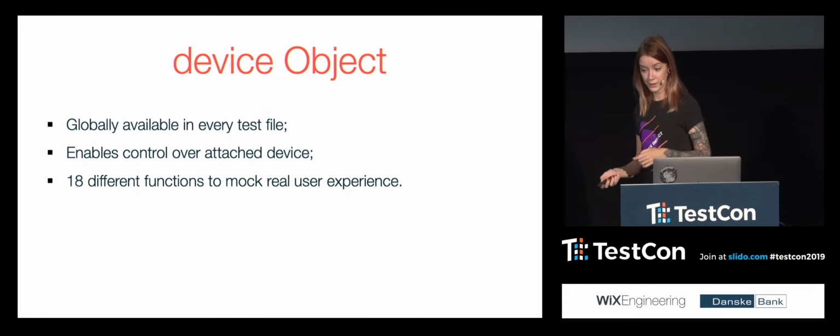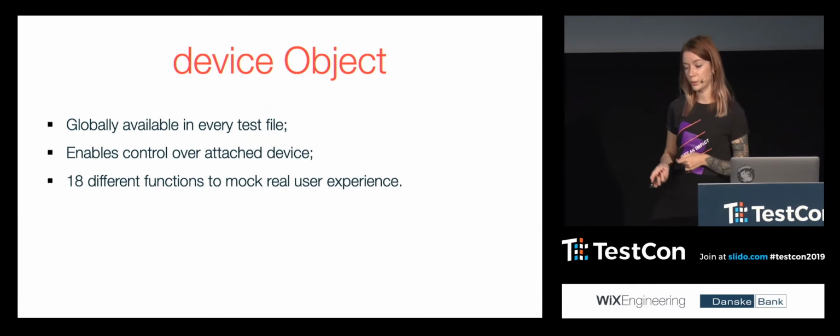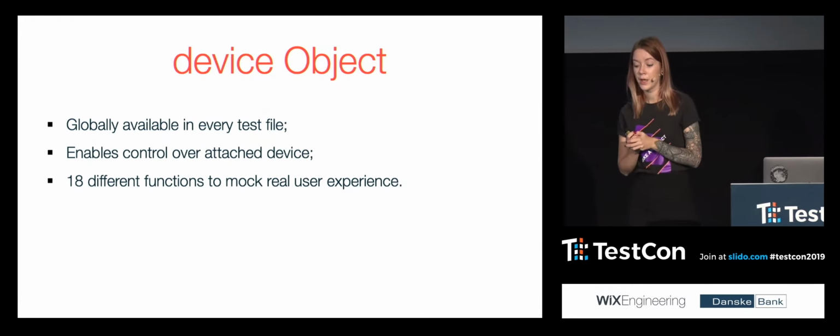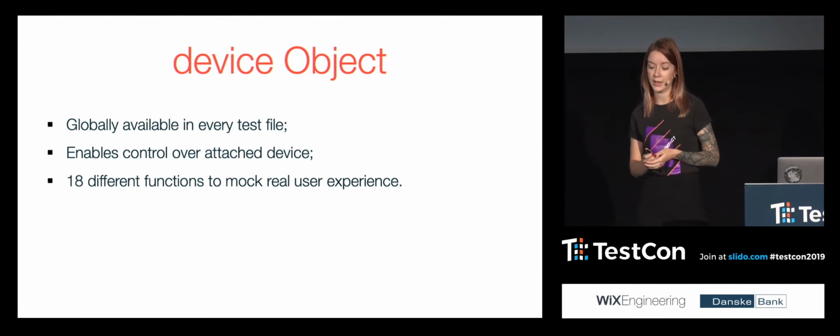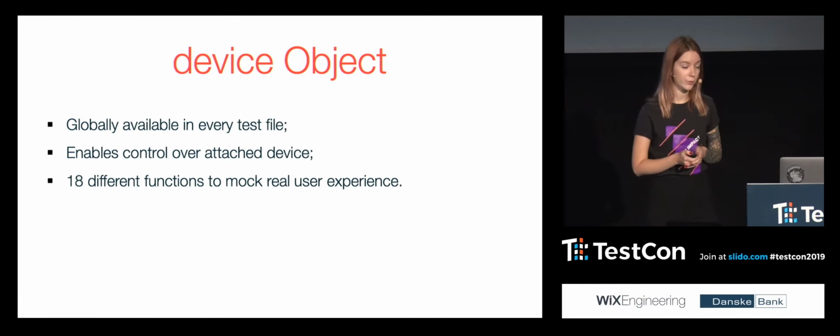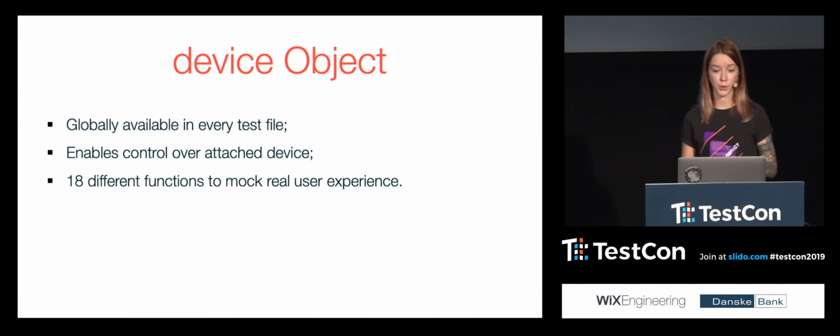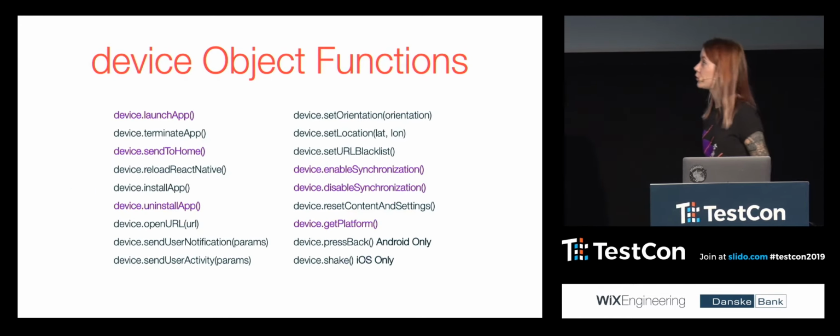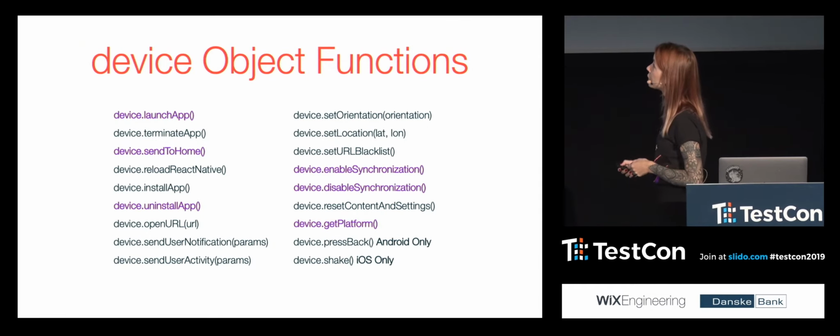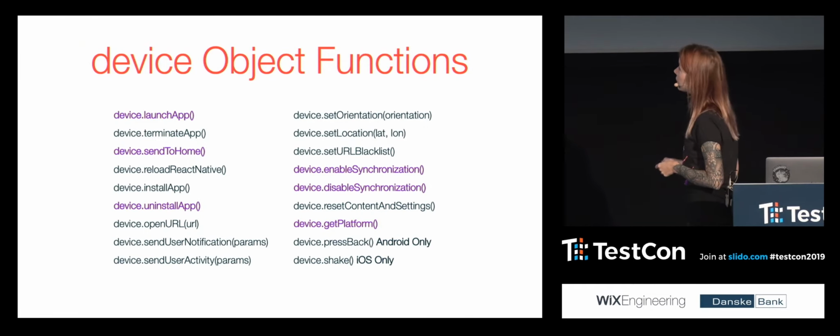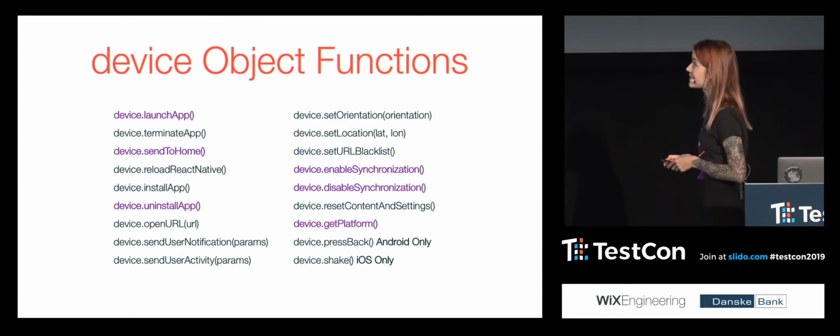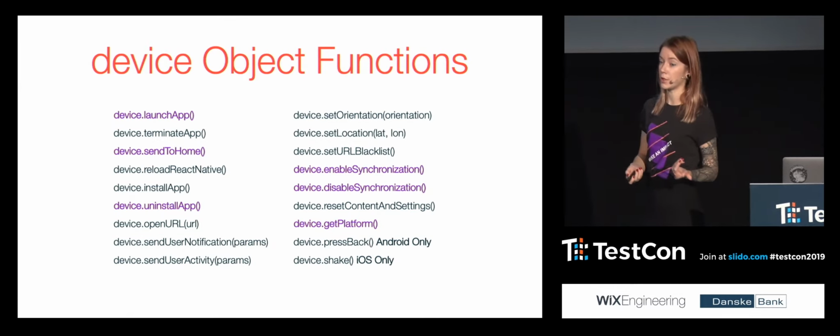Let's talk about the device object, which is also globally available in every test file. It enables control over the attached device, and it has a lot of different functions for you to mock user experience as closely as possible. So here you can see the list of those different device functions. In purple, I have highlighted some functions that I personally use the most.